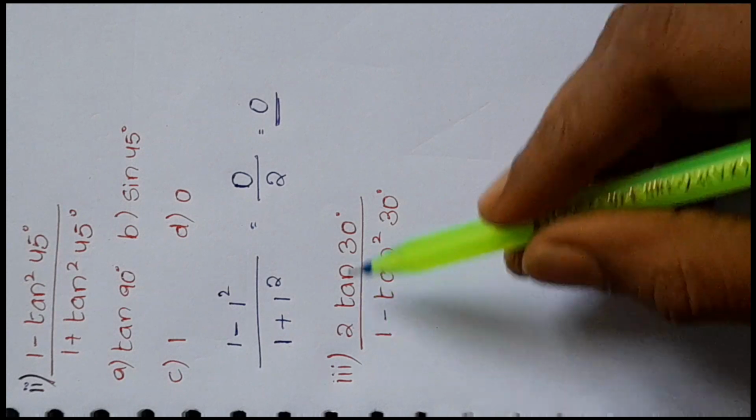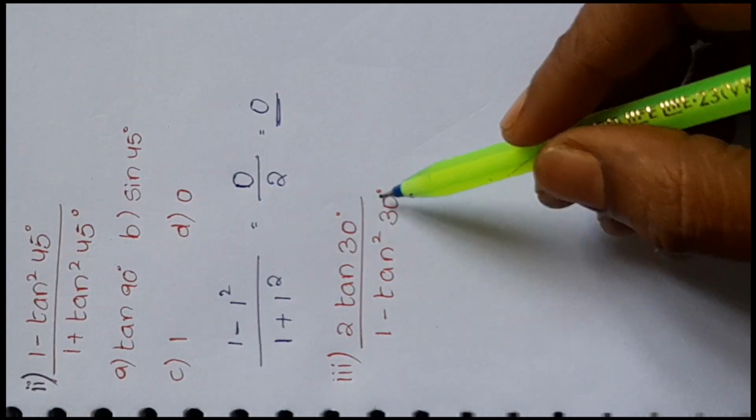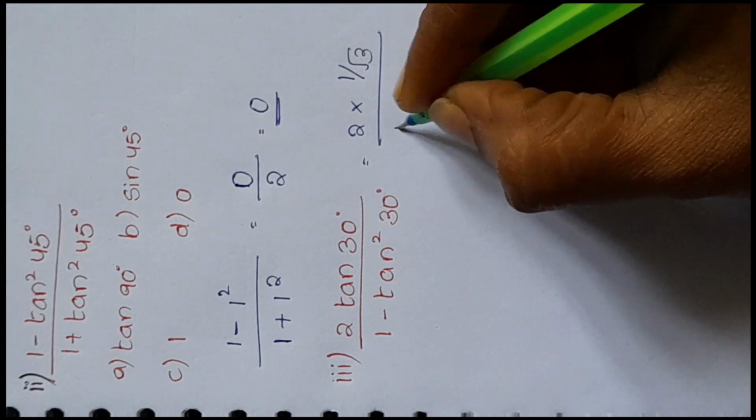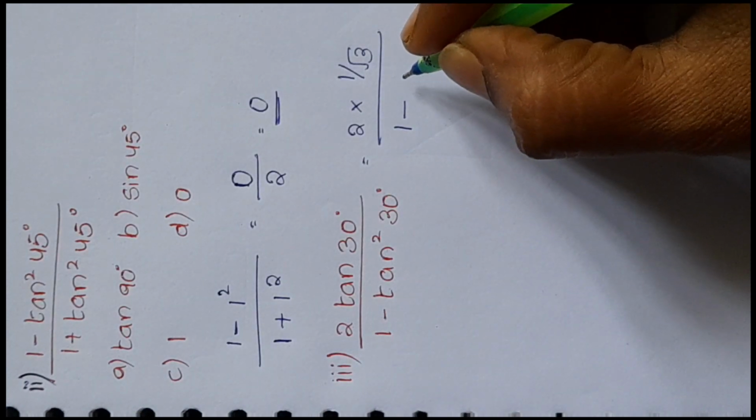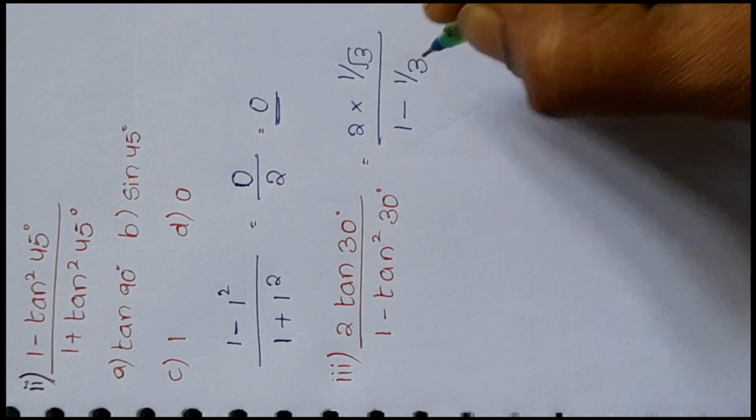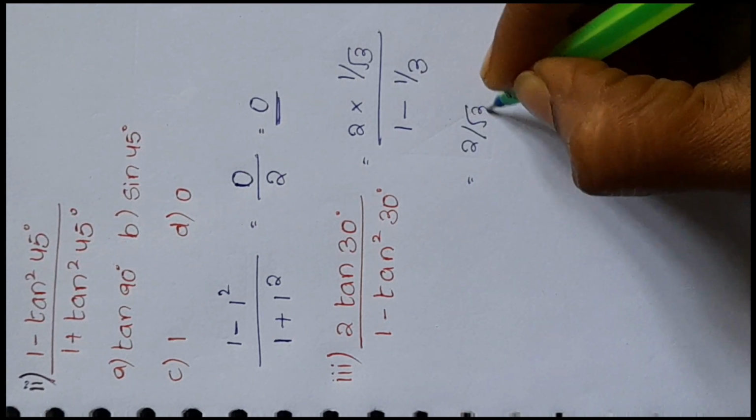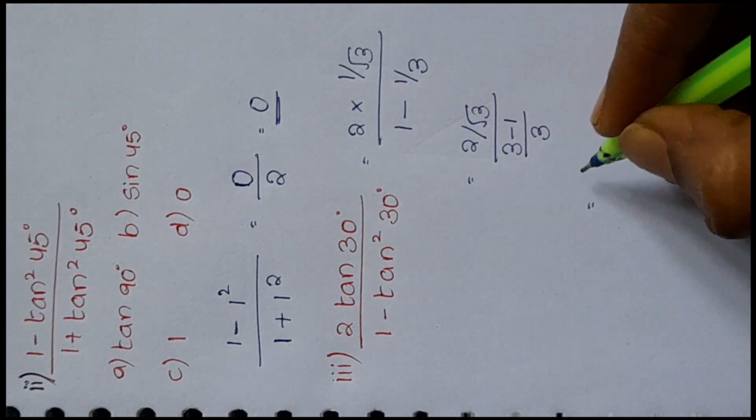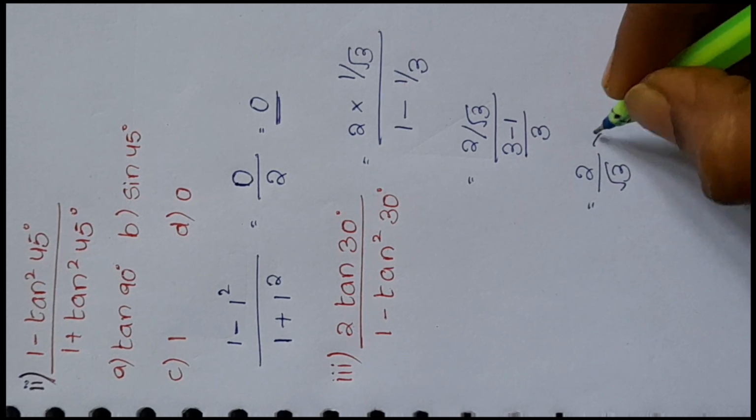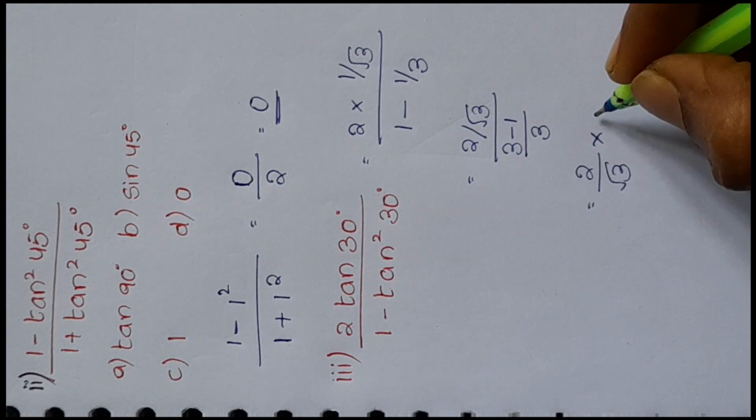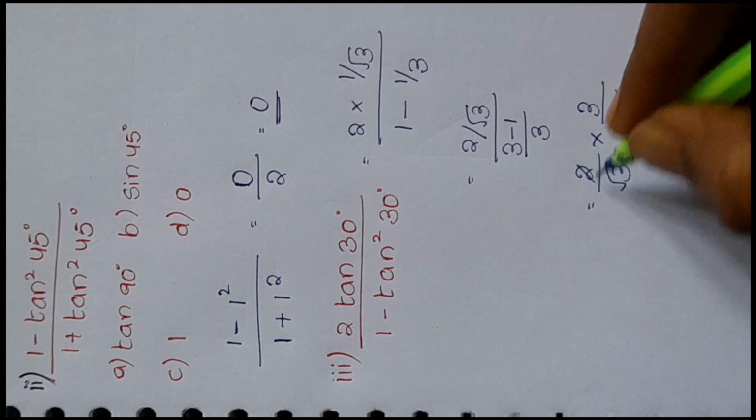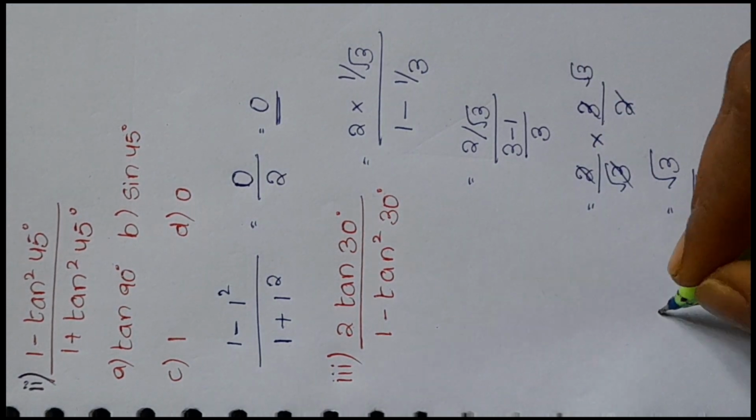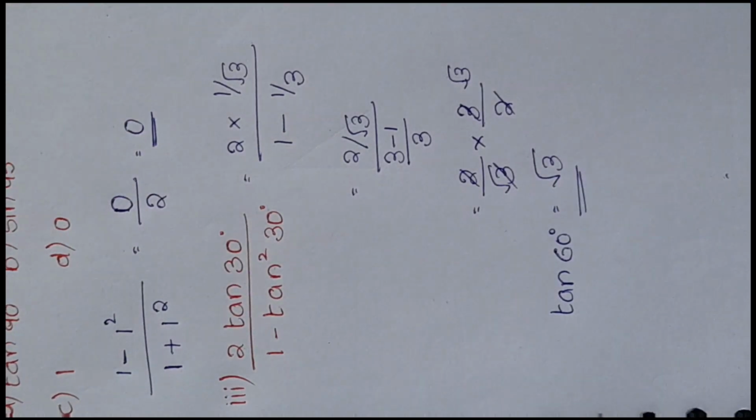Third one in second question. 2 tan 30 degrees by 1 minus tan square 30 degrees. 2 into tan 30 value is 1 by root 3 by 1 minus tan square 30 is 1 by root 3 whole square. So this becomes 1 by 3. So 2 by root 3 by 3 minus 1 by 3. This can be written as 2 by root 3 into, when this comes to numerator, this is reversed, so 3 by 2. 2 and 2 gets cancelled. Root 3 times. The answer is root 3. Root 3 can be written as tan 60 degrees.